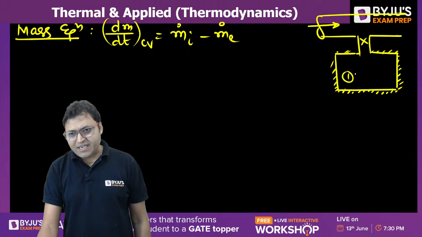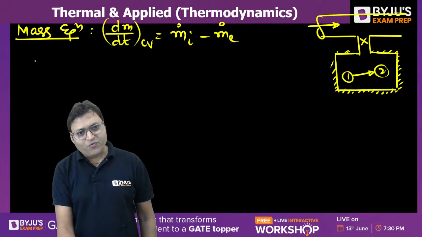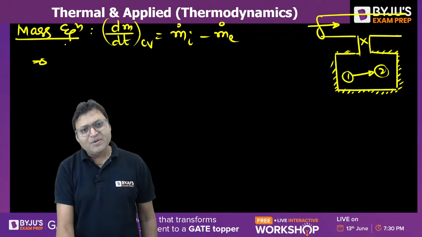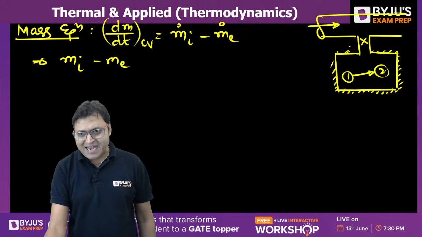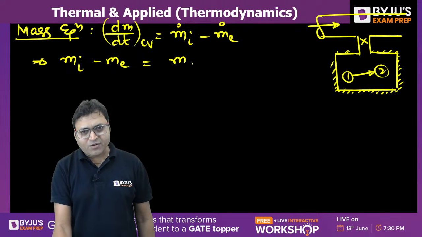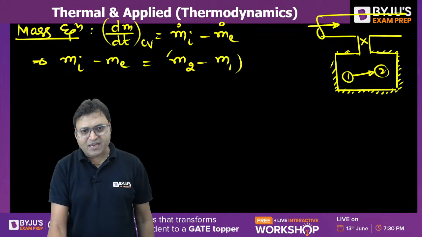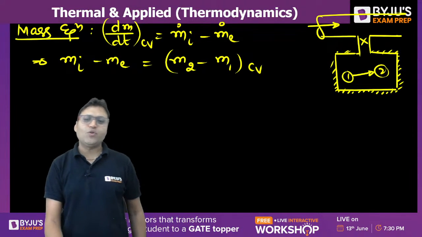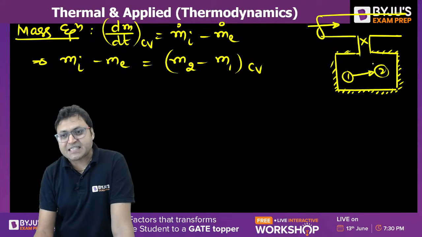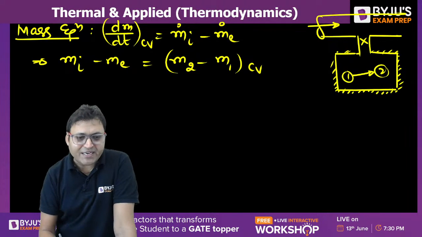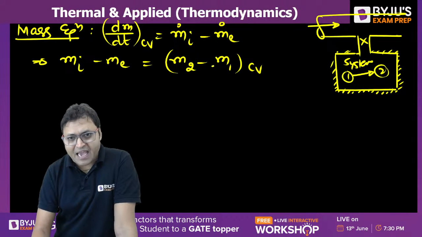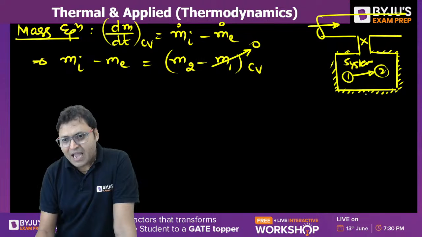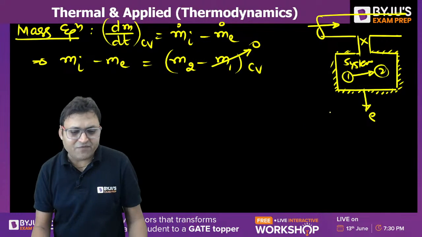And the process is 1 to 2. So we can say change in mass in the control volume. Can we write Mi minus Me, mass entering minus mass leaving, is equal to M2 minus M1 in the control volume. If the system is initially evacuated, this is our system. If it is initially empty, M1 will be equal to 0 and there is no mass leaving from the system.